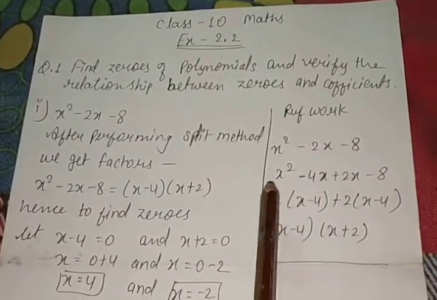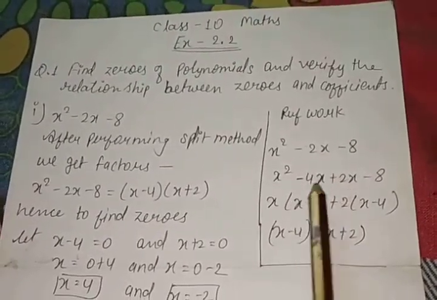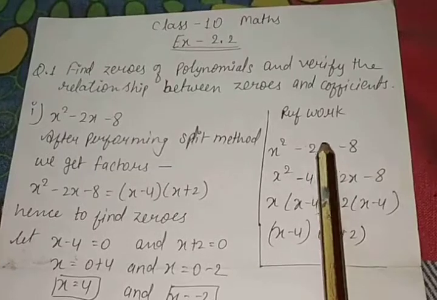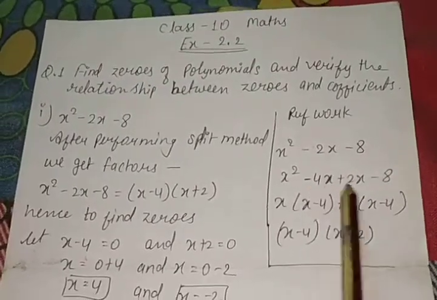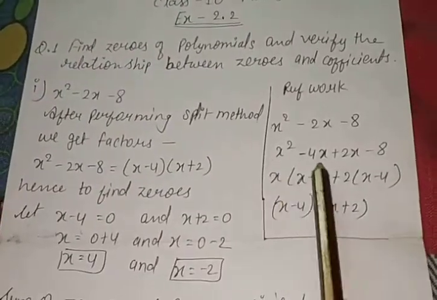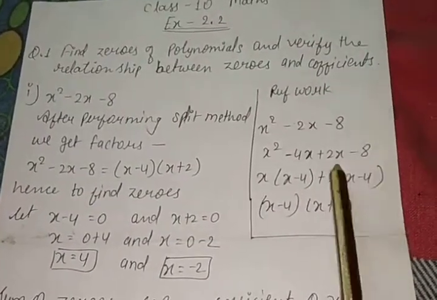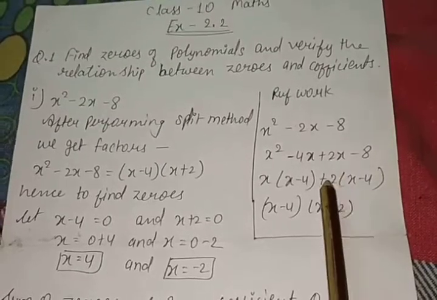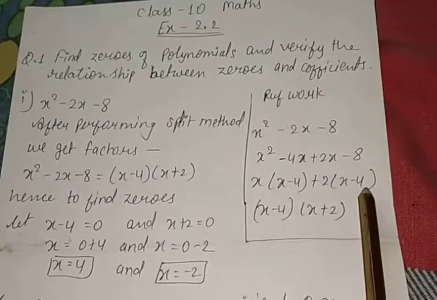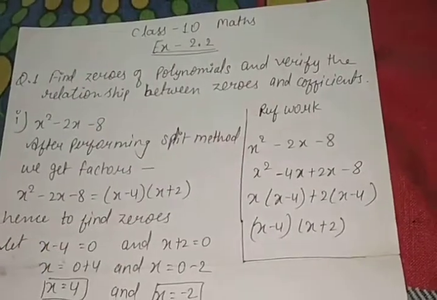So we take two numbers, minus 4x and plus 2x, to split this middle term, as minus 4x plus 2x makes minus 2x, and if we multiply both terms then we get minus 8x square as we need. Taking x as common from both terms, we got x minus 4 as the remaining term, and taking 2 as common, we got x minus 4, and 2 multiplied by 4, that means 4 remaining here. So we got x minus 4 and x plus 2 as two factors of the given polynomial.